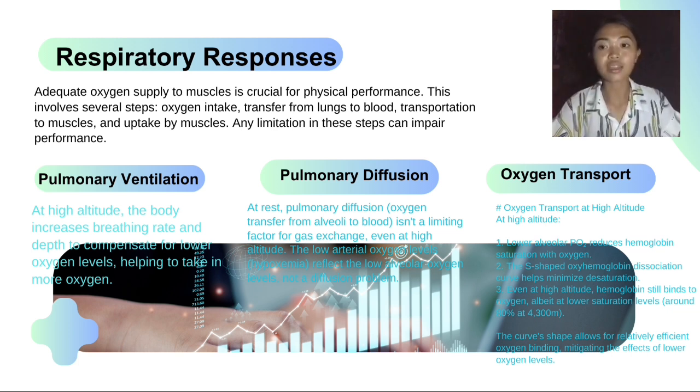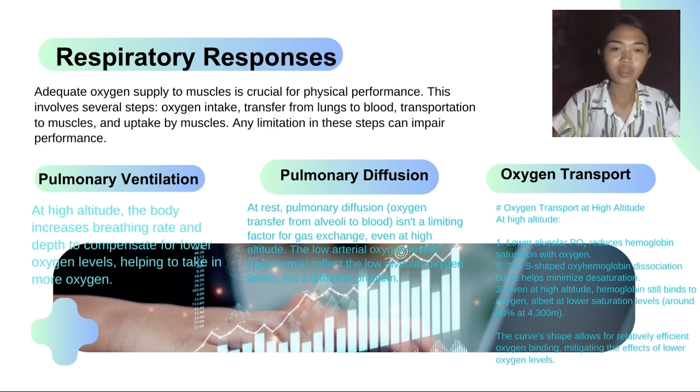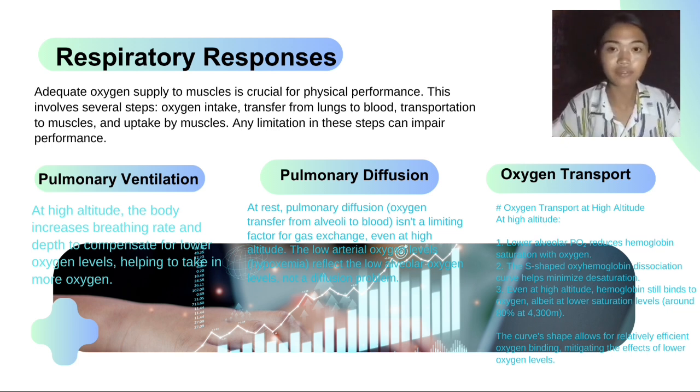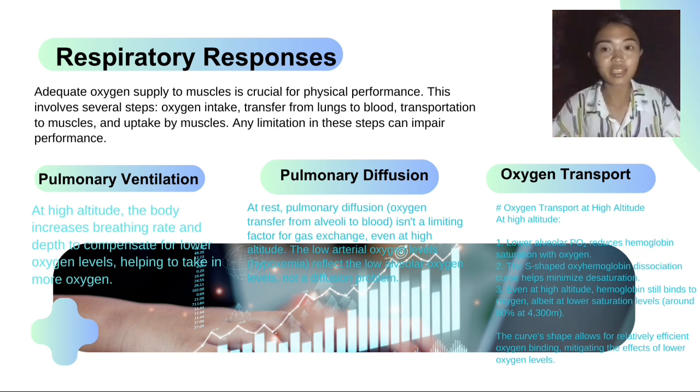And third, even at high altitude, hemoglobin still binds to oxygen, albeit at lower saturation levels, around 80% at 4,300 m, and the curve's shape allows for relatively efficient oxygen binding, mitigating the effects of lower oxygen levels.